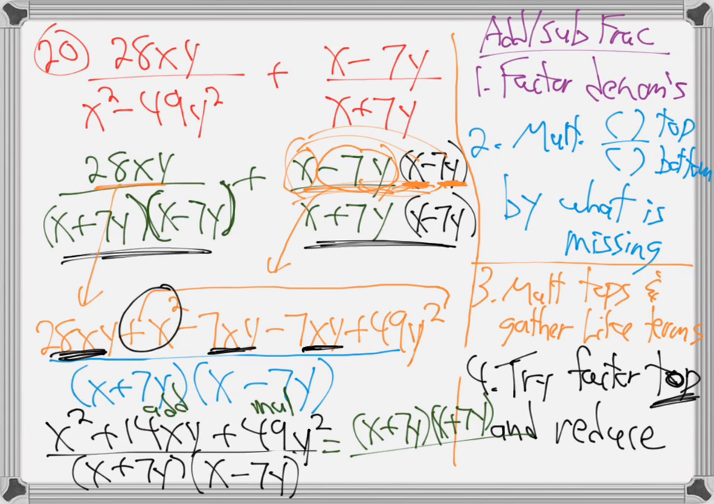And the bottom stays the same, x plus 7y, x minus 7y, and then these cancel, don't they? And so there's our final answer. It's just x plus 7y over x minus 7y. That was a long problem.